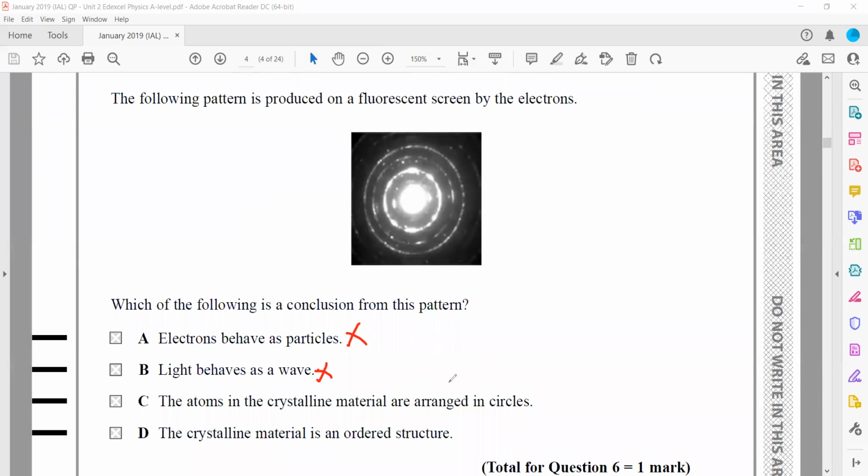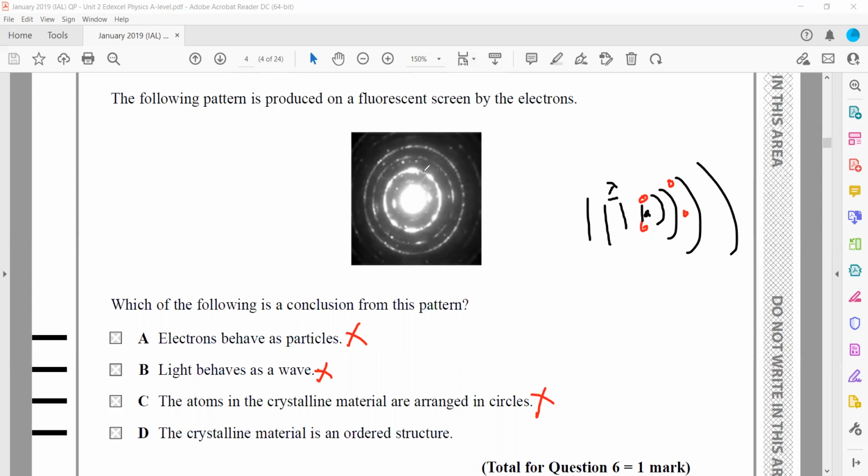The atoms in the crystalline materials are arranged in a circle, no. Basically, what happens when these atoms are arranged, when electrons are passing, they are acting like a wave. As a result, when they pass through this gap, the wavelength associated with the electron matches the gap size, so we observe diffraction. And why is there a diffraction pattern?